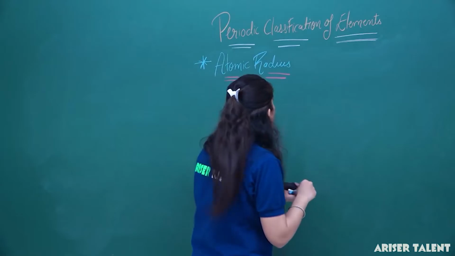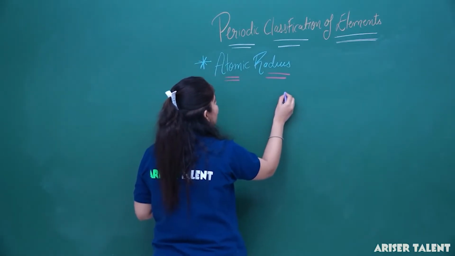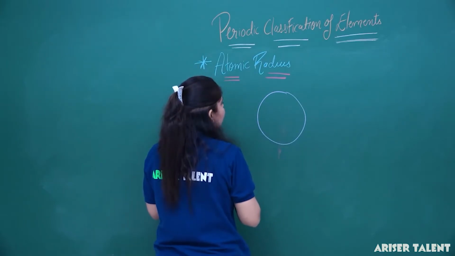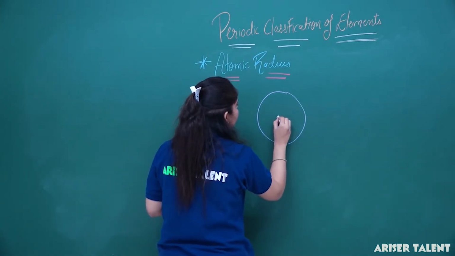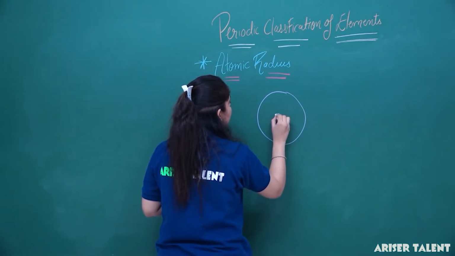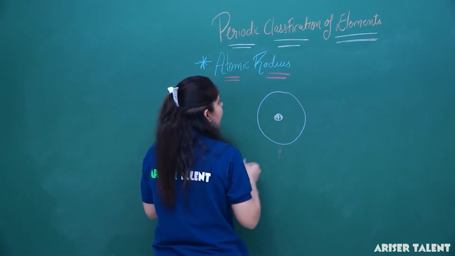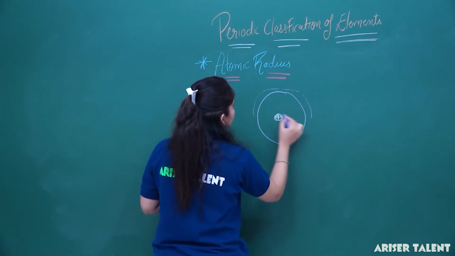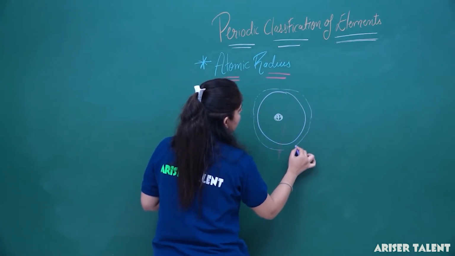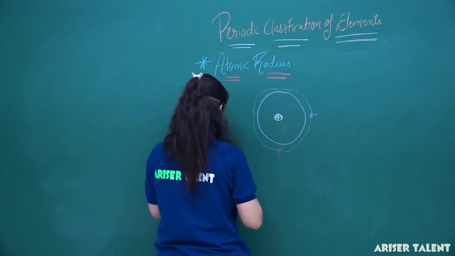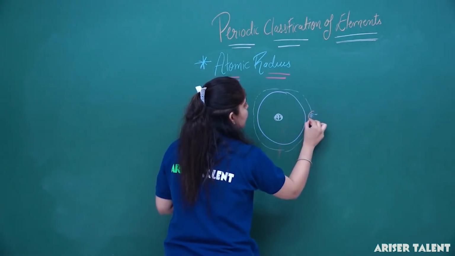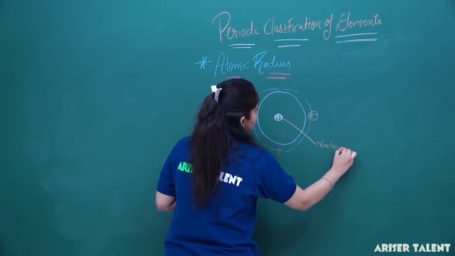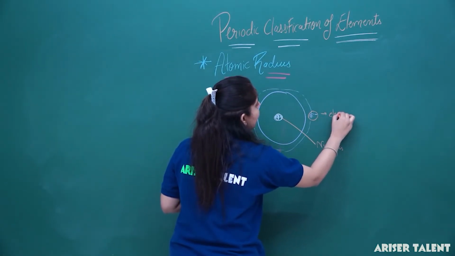of an atom. Suppose I am drawing a structure of an atom like this. What is this composed of? This is composed of the positively charged nucleus here. This is our nucleus. And suppose the electron is moving in this shell. This is our electron. So, this part is nucleus and this part is electron.